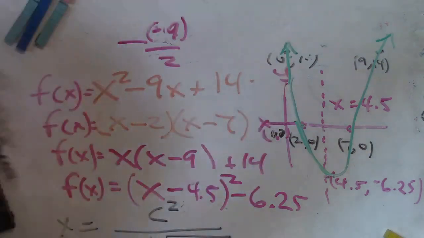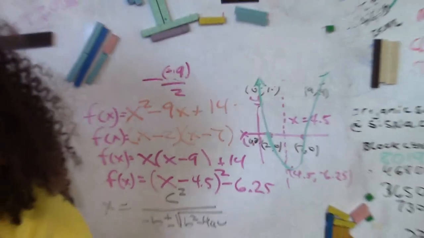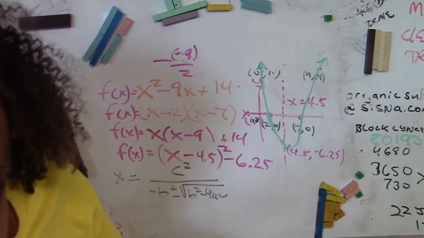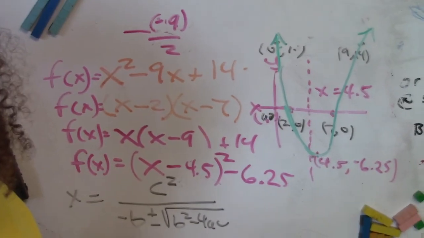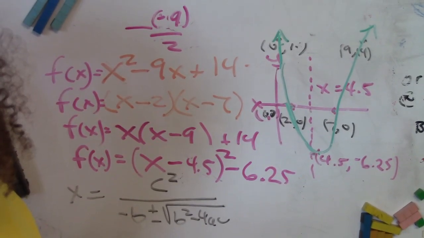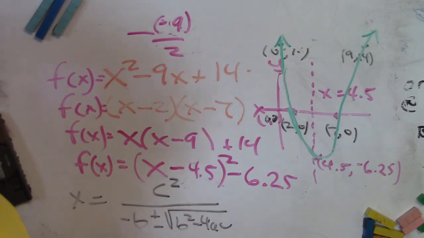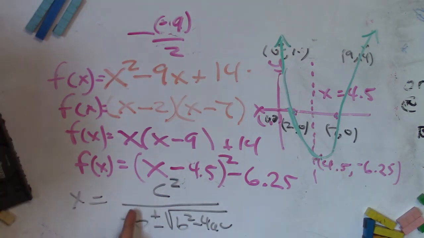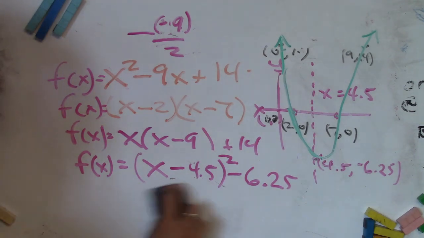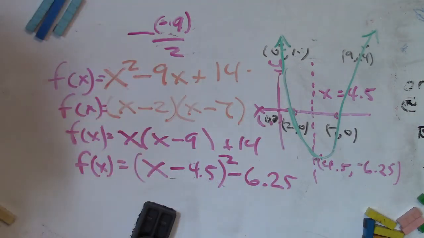Oh, geez, and it's not even on my thing. There you go. Or actually, I could do this. Zoom in some more. All right, we'll leave it at that. Anyway, that's c squared over negative b plus or minus the square root of b squared minus 4ac. You can't really see it on the top camera.